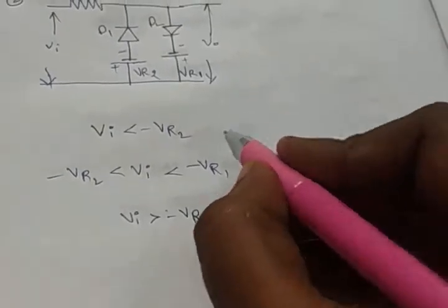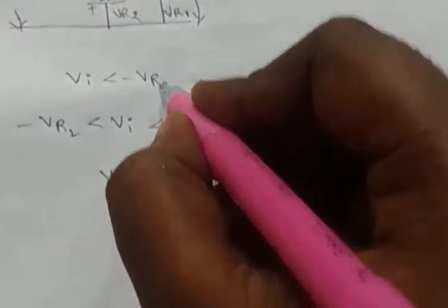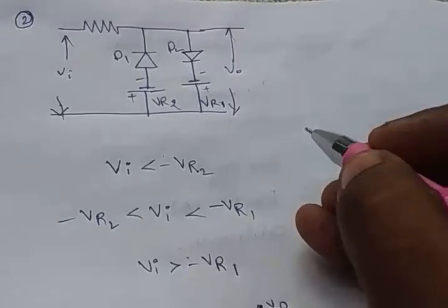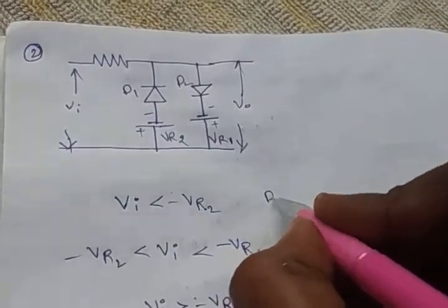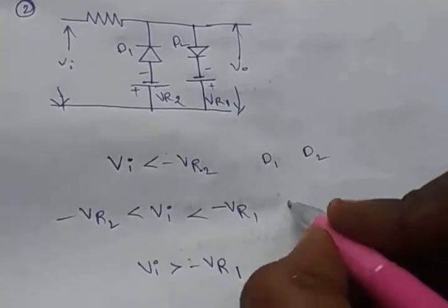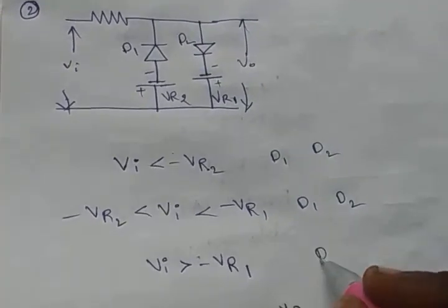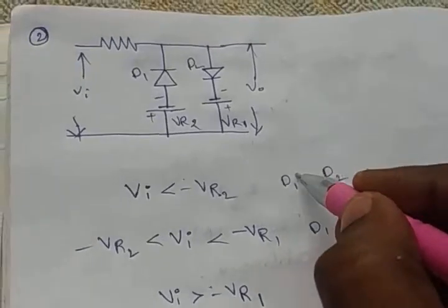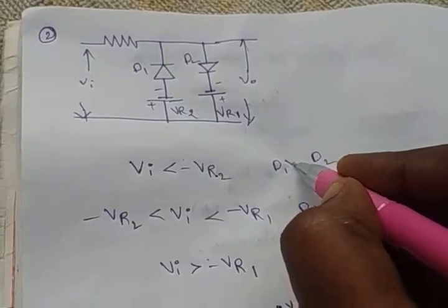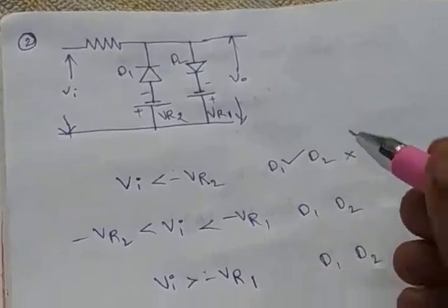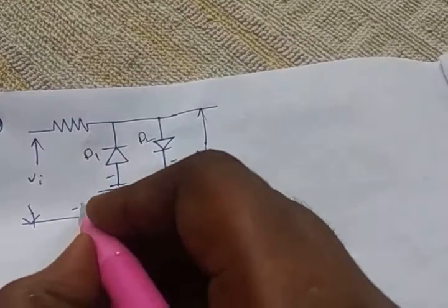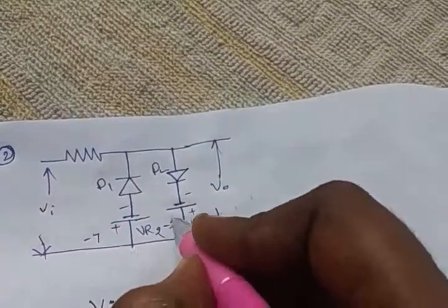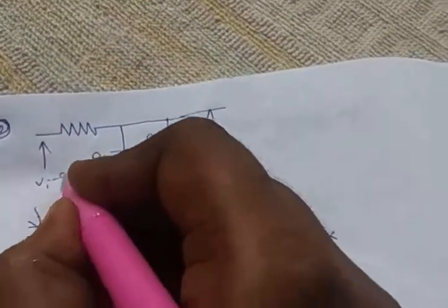For Vi less than minus VR2, what about D1 and D2? Here also D1 and D2. Here diode D1 should be in the on state and D2 should be off. So for Vi less than minus VR2, for example minus 7, lesser than minus 5, and lesser values such as minus 9.